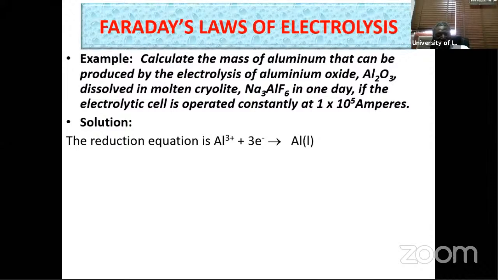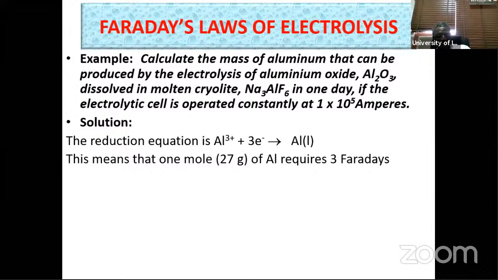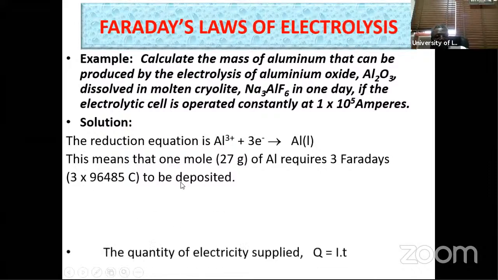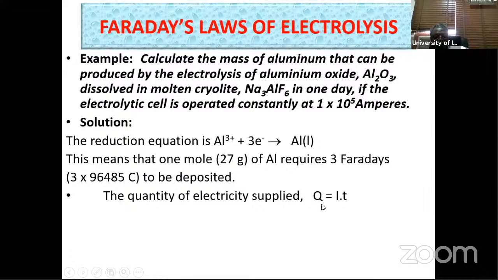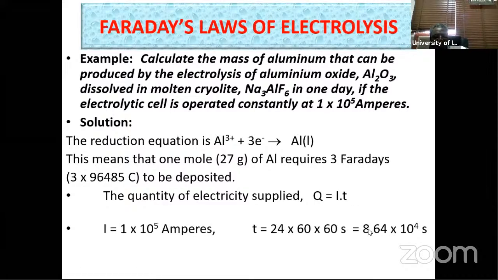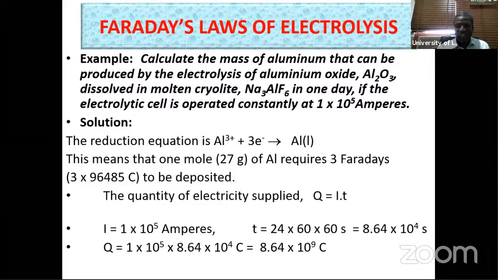So this aluminum, normally you need 3 moles of electrons. So that means for 27 grams, you need 3 Faradays. So you go ahead and now calculate. 3 Faradays is actually 3 times this. That's the amount you need. You calculate your Q now. Your Q will be this number of amperes you have been given, then multiplied by 24 hours times 60 times 60. So you have your time there, and your Q is actually 8.64 times 10 raised to power 9. So that is the quantity of electricity that is produced.